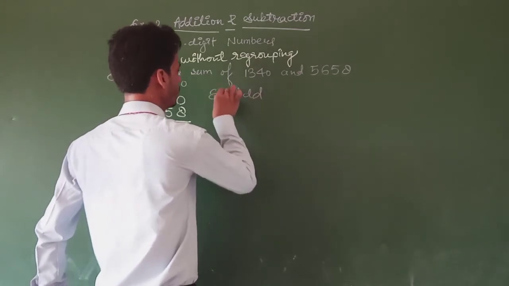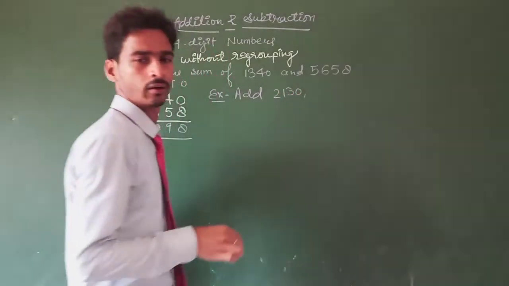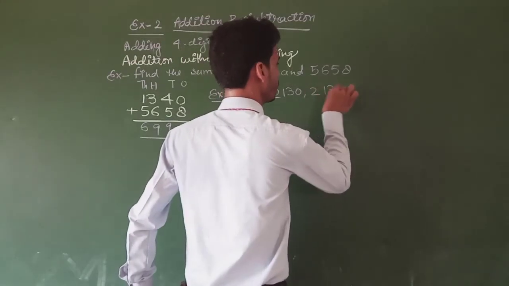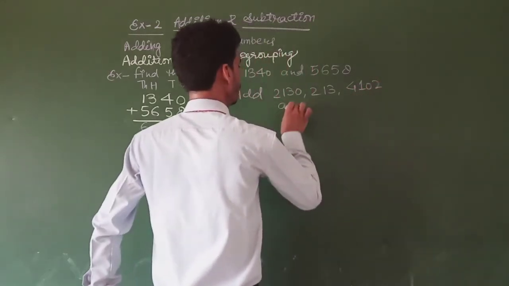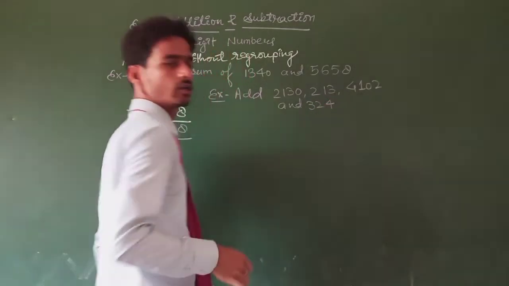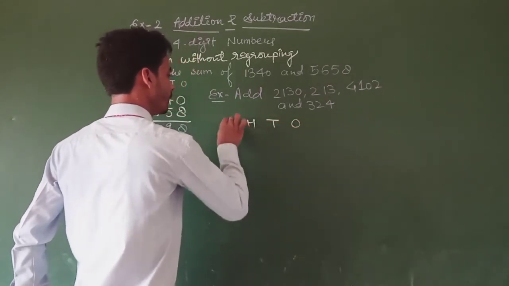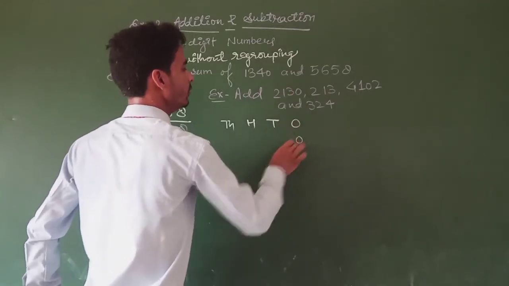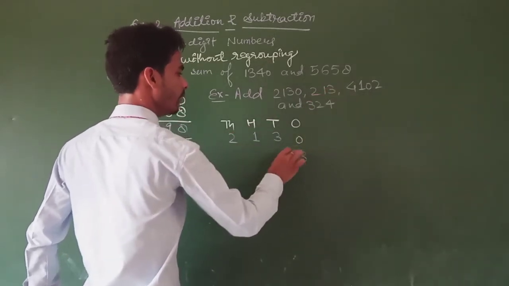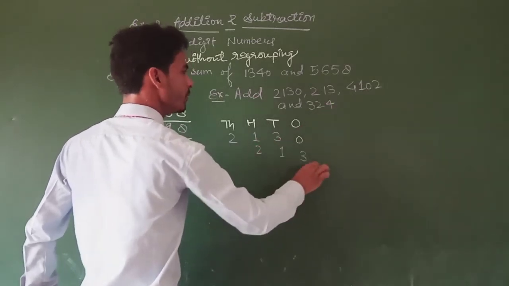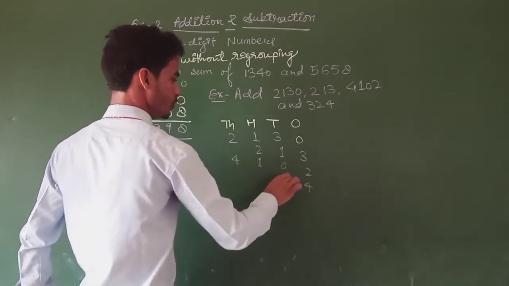Now the next example. Add 2140, 240, 4102 and 324. Let's write them in columns: ones, tens, hundreds, thousands.